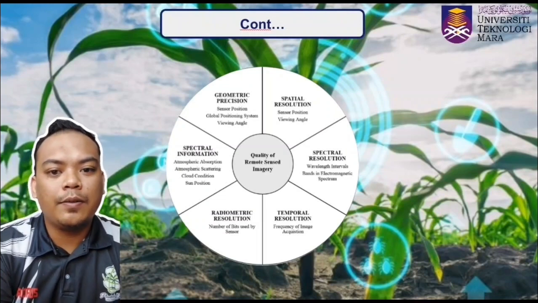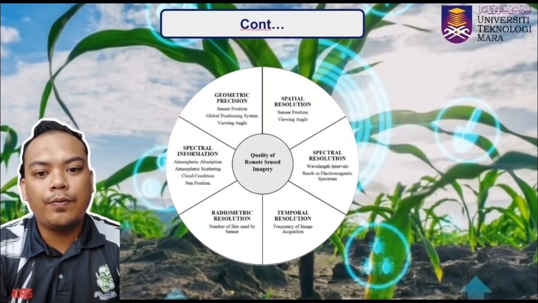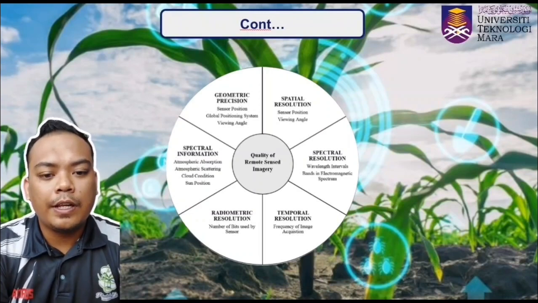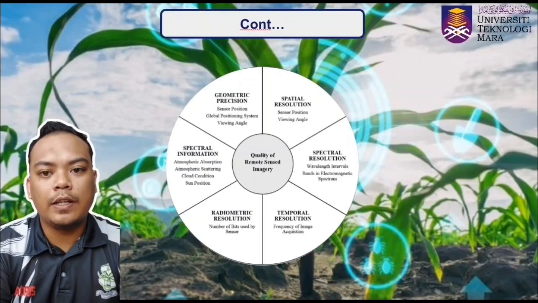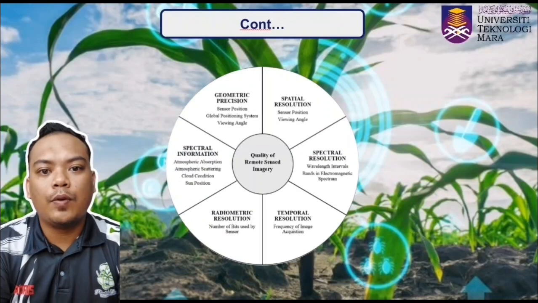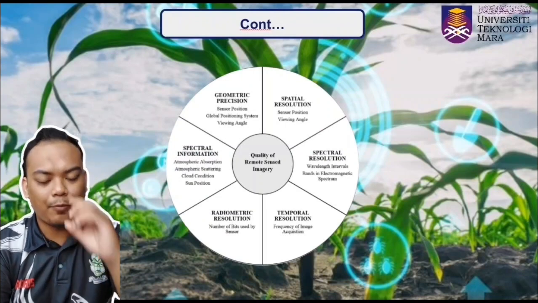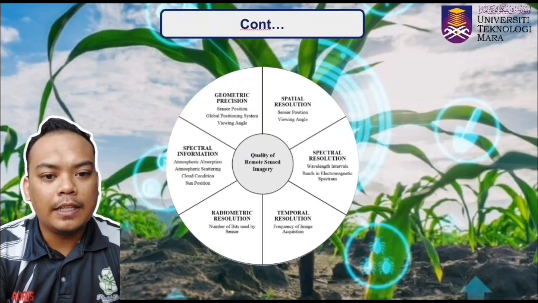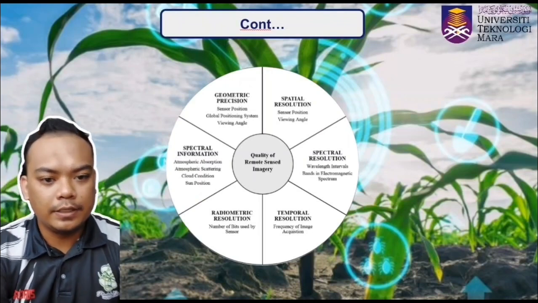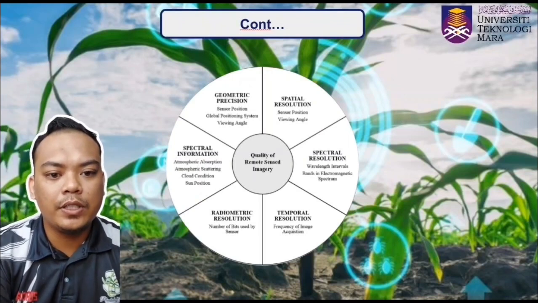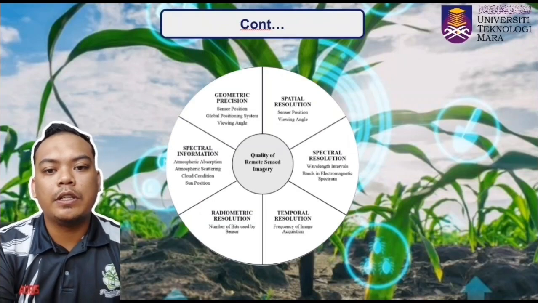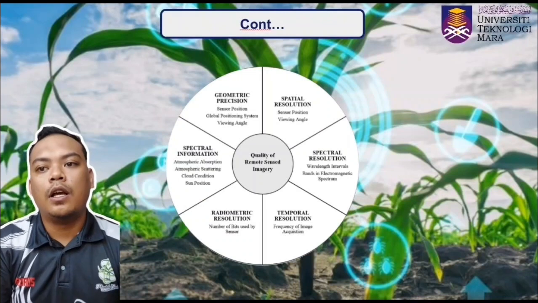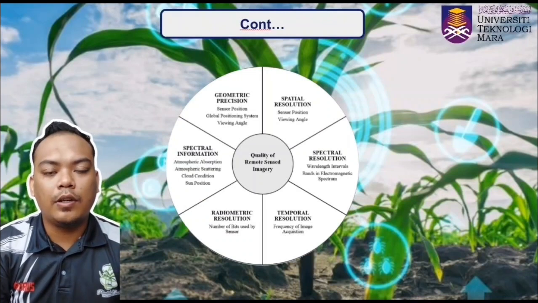And the fifth one is radiometric resolution, which is the number of bytes used by a sensor to create informative data that can be understood. And lastly, spectral information is atmospheric absorption, atmospheric scattering, cloud condition, and sun position, which is the environment or the surrounding picture of all the information.